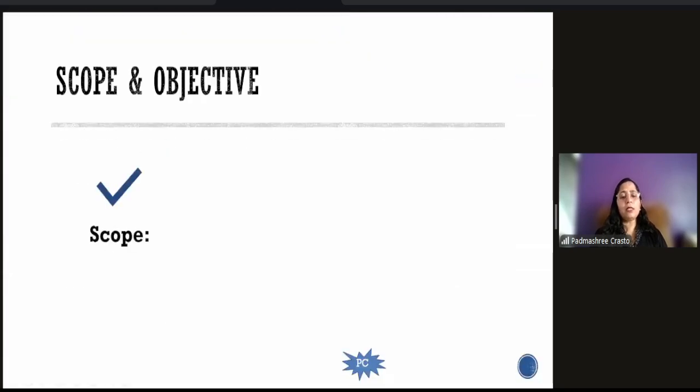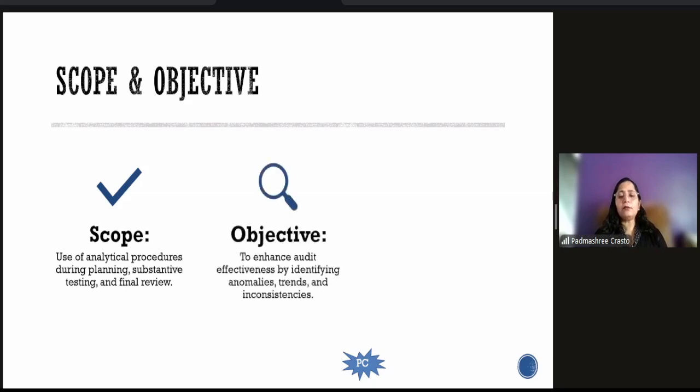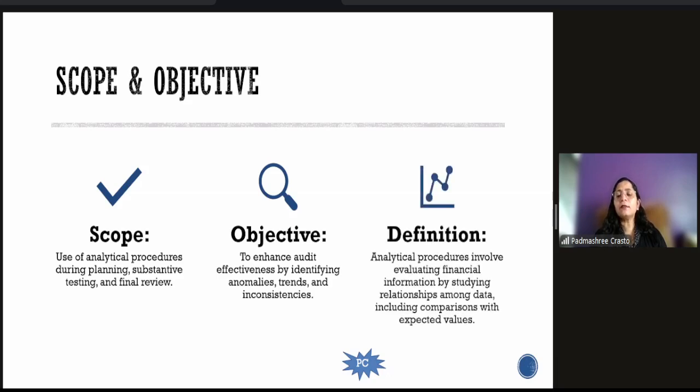The scope and objective. Obviously the scope, the use of analytical procedures during planning, substantive and final review is something this standard covers, SA 520 covers these things. The objective: to enhance audit effectiveness by identifying anomalies, trends and inconsistencies. We are going to talk more and more about all this stuff, as to how we can identify the outliers, anomalies, trends, inconsistencies while doing all these kinds of data analytics.